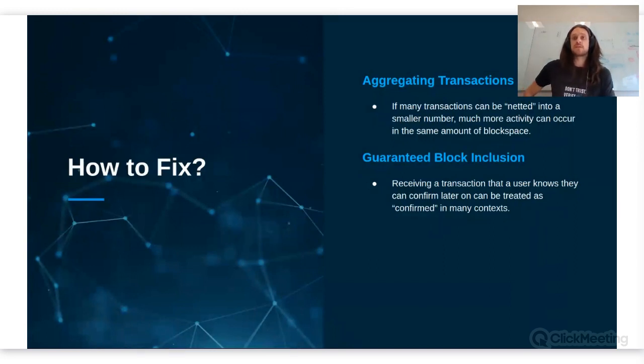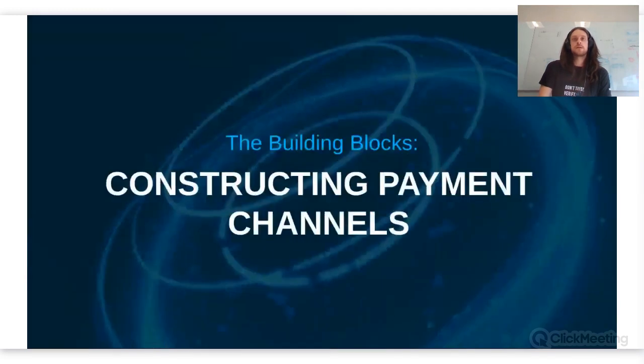And we need some way to do this with guaranteed block inclusion. So let's say you make some sort of transaction. Even if you can't get it confirmed or included in a block right away, if you can be sure that you can have it confirmed later on, that gives you similar levels of confidence to actually getting it confirmed. So Lightning Network basically tries to use both of these insights to allow us to scale up.